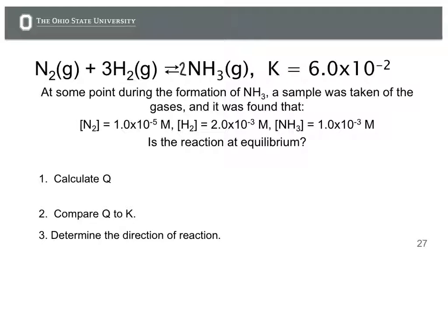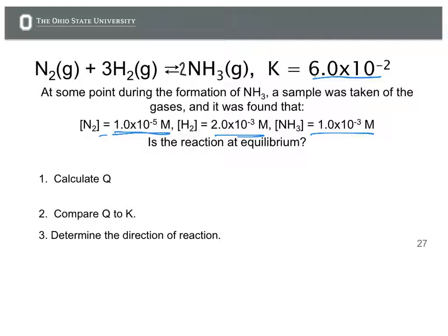Okay, so we have our Haber reaction. We have K for whatever temperature this was performed at. K is equal to 6 times 10 to the minus 2. So at some point during the reaction, we take a sample and we find that the concentration of N2 is 1 times 10 to the minus 5, H2 is 2 times 10 to the minus 3, and NH3 is 1 times 10 to the minus 3. So is this reaction at equilibrium?